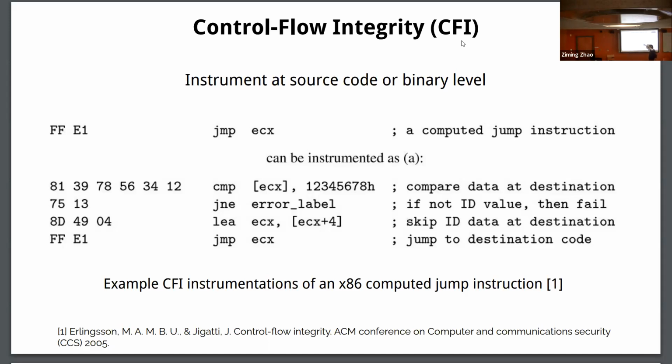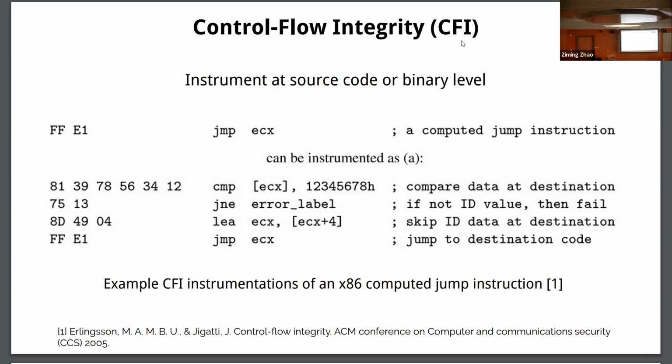In the original approach, what they did is they put a label in the destination. Let's say we have a jump ECX, and this is a valid location to jump to. This is a legit location. But obviously, this location is in the middle of the function, right? It's not really the beginning of a function because it's a jump. Then they put an ID here. It could be a random number.